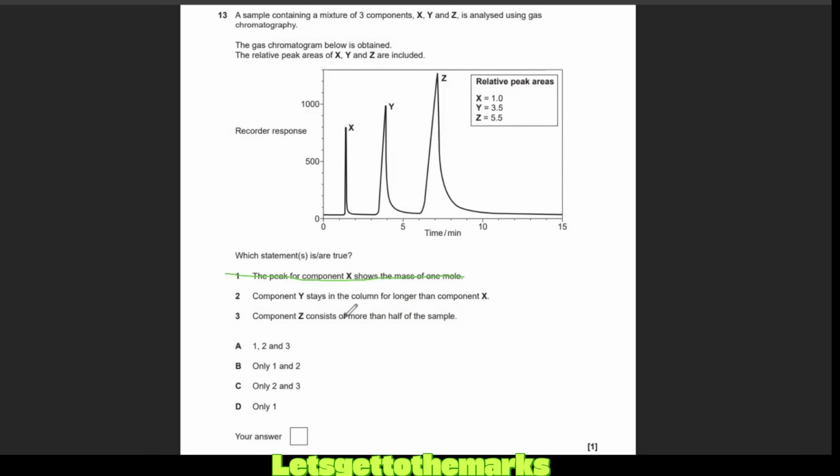Component Z consists of more than half of the sample. Well, look, 5.5 is bigger than 1 plus 3.5, which is 4.5, so Z is bigger than X plus Y. So yes, 2 and 3 are correct. So we're going to go with C. God, I explained that badly. Never mind. There we go.